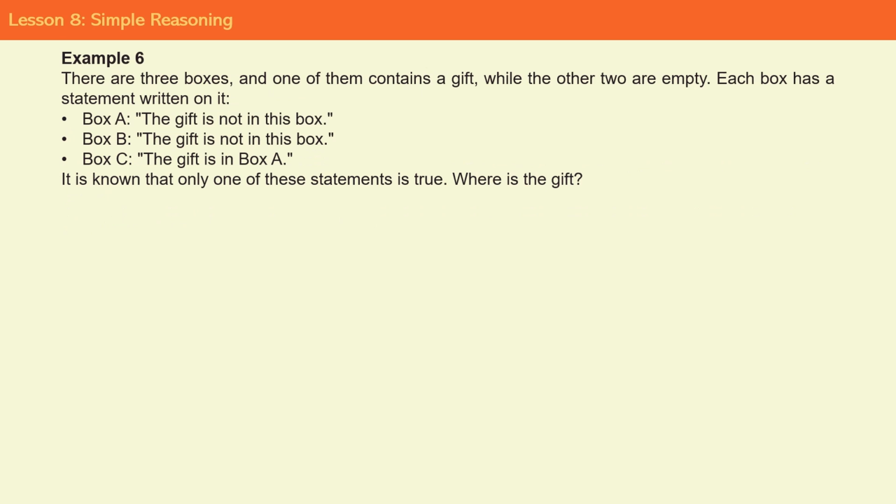Let's look at example 6. There are 3 boxes, and one of them contains a gift, while the other 2 are empty. Each box has a statement written on it. Box A, the gift is not in this box. Box B, the gift is not in this box. Box C, the gift is in box A. It is known that only one of these statements is true. Where is the gift?